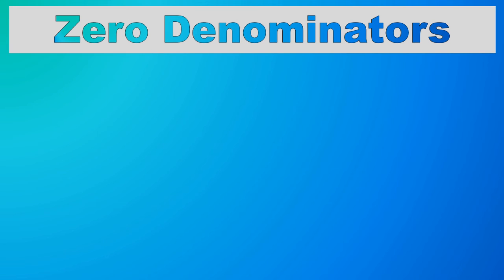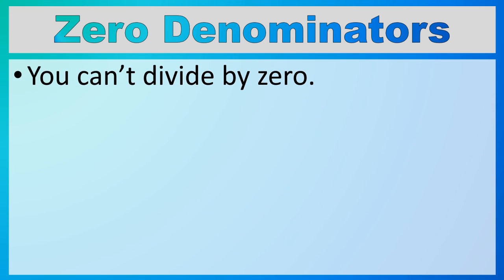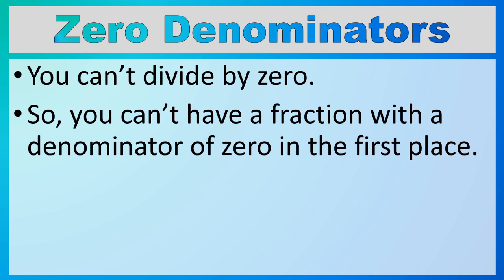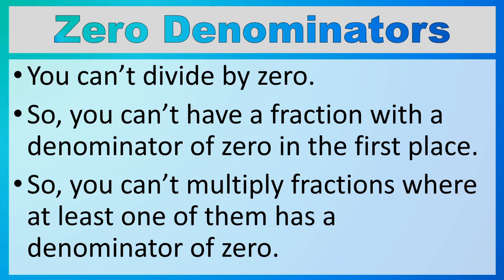Will this idea of multiplying fractions hold true when one or both the denominators are 0? Well, you cannot divide by 0. I explained why this is the case in a previous set of videos called Some Properties of 0, and hopefully the link to that previous set of videos is in the description of this video. Anyway, because you cannot divide by 0, you can't have a fraction with a denominator of 0 in the first place. And therefore, you can't multiply fractions where at least one of them has a denominator of 0.